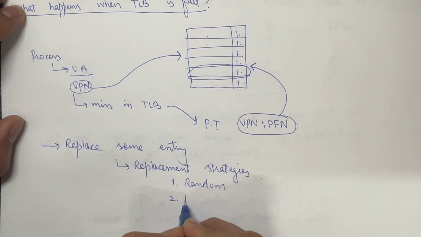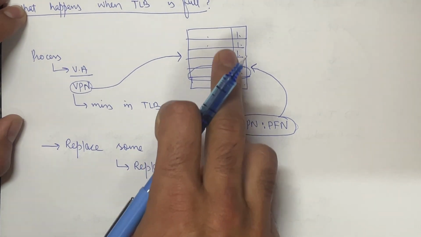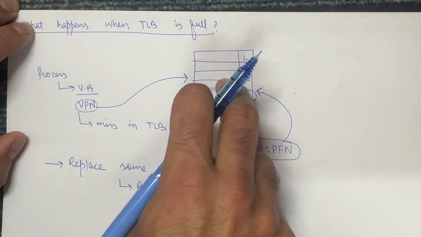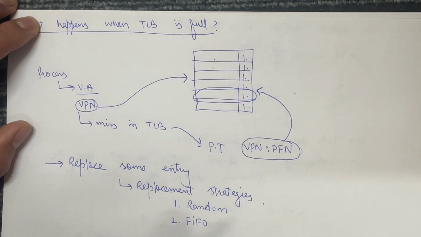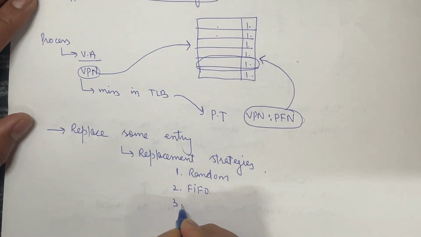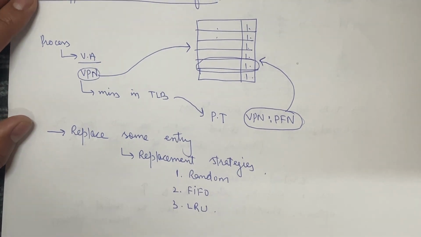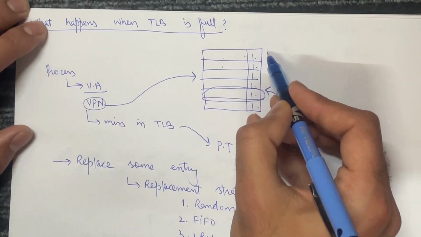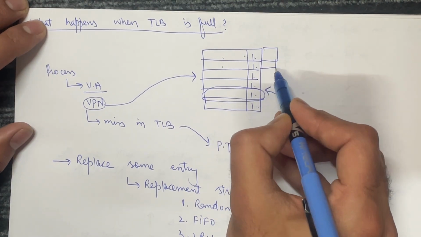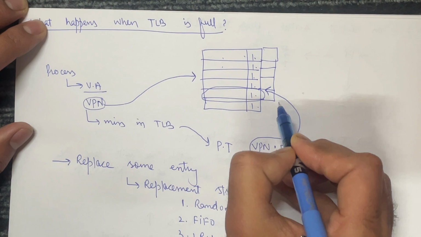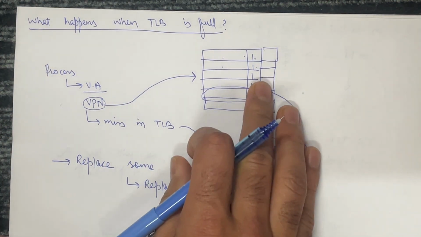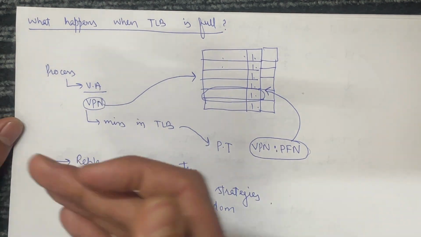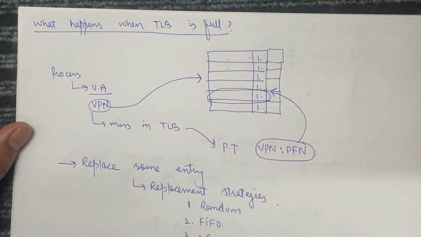The second is first in, first out. First in, first out means the entry which has come to the TLB earlier should be removed. Okay. The third is least recently used. So from these entries, we will have some extra information. Extra information means that it will say which entry was least recently used. So the entry which was not used for the larger time, that particular entry will be replaced.